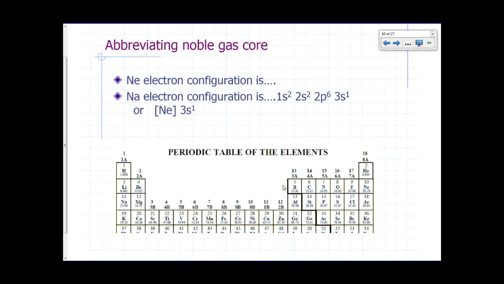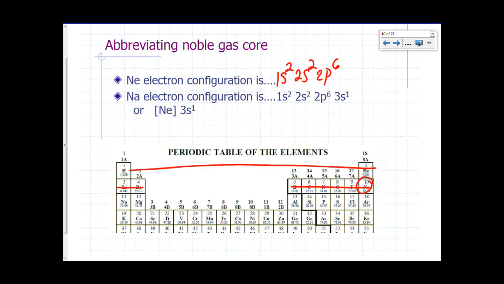All right. Now, if you look at neon, what's the electron configuration for neon? It's 1s2, 2s2, 2p6. So 1s, 2s, 2p. That takes care of 10 electrons. So sodium, which has 1 more electron than neon, would be 1s2, 2s2, 2p6, and then after 2p comes 3s. So 3s1, after 2p6.